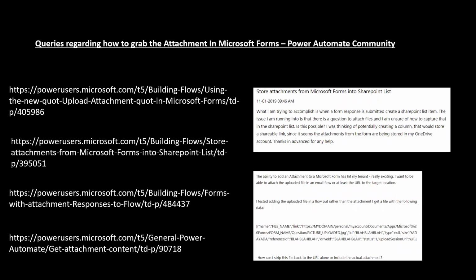If you're looking at my screen, this is just an archive of questions that were present in the Power Automate community around grabbing the attachment from Microsoft Form. And I thought of creating a tutorial around this so that the audience knows how you can ramp up a solution where you can grab the attachment in a Microsoft Form, and then you can either send them via an email or create them in a SharePoint library.